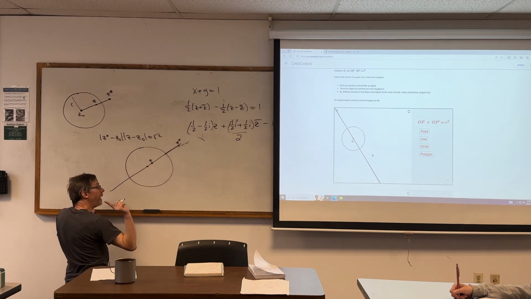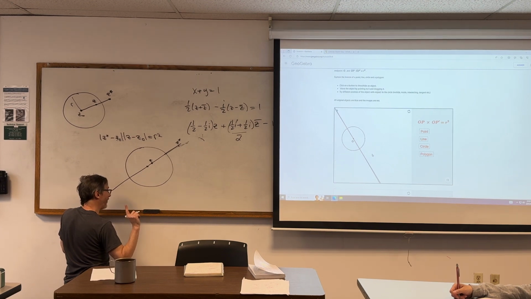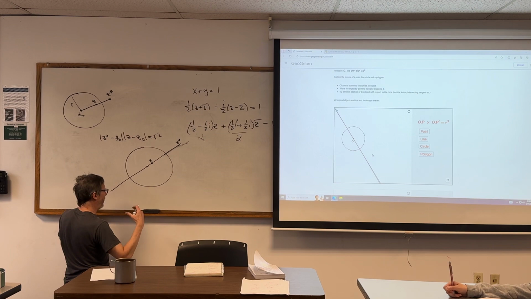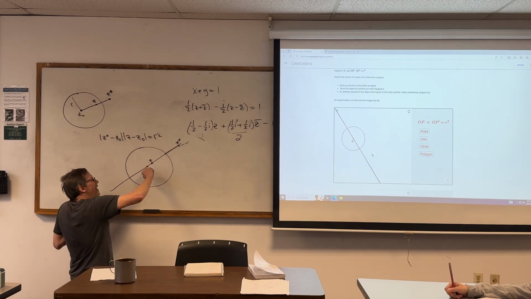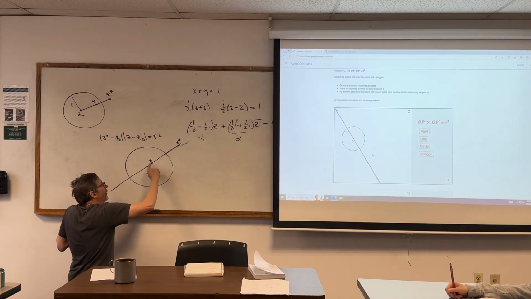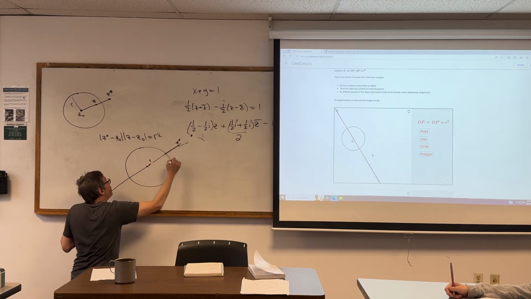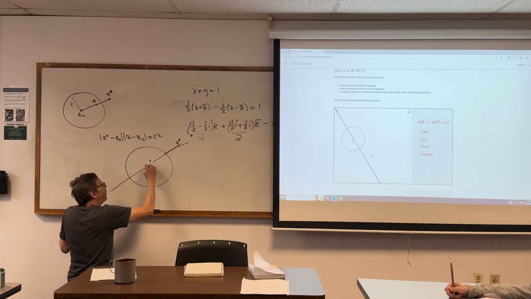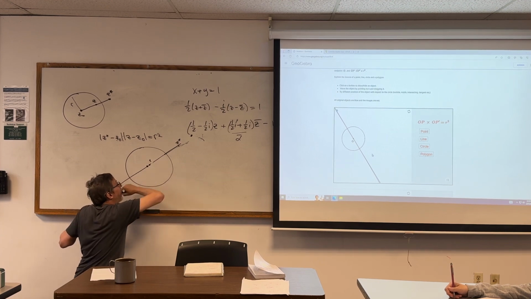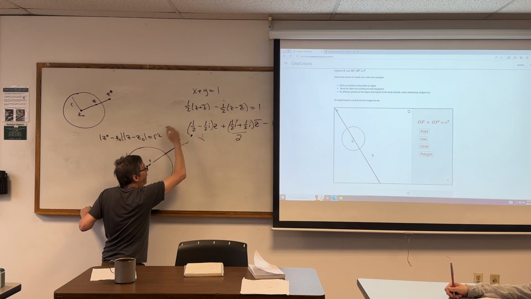Now what you're going to read about over the weekend, because I know you're totally going to read about this stuff over the weekend, and I trust you with my whole heart that you will do this. This point here, so remember how the closer we get to this, the further out the inversion gets? As we hit the center, that center point actually gets sent to infinity.